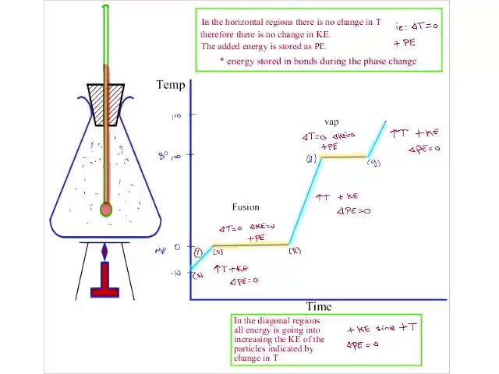So we want to be able to see what's going on here with these calculations. So let's go have a look at some of the calculations. When do we use each calculation? Because we know we've got a change in temperature in one situation, and another situation where there's no change in temperature. So where would we use Q equals n delta H? Well, in the horizontal regions, the regions where there's no temperature change.